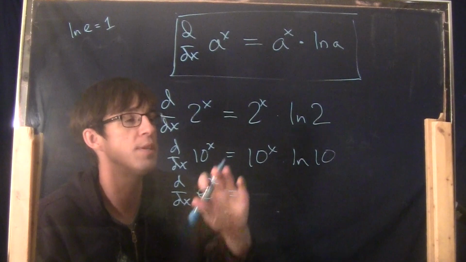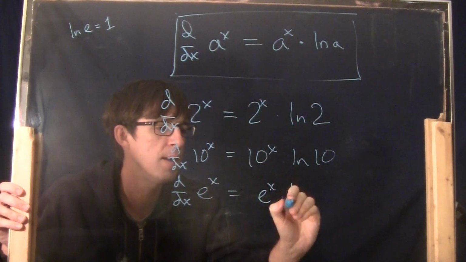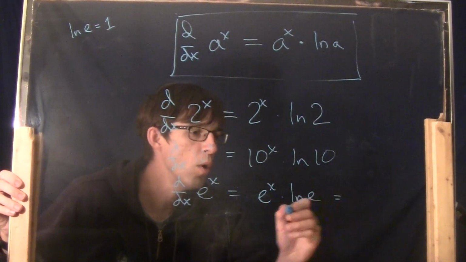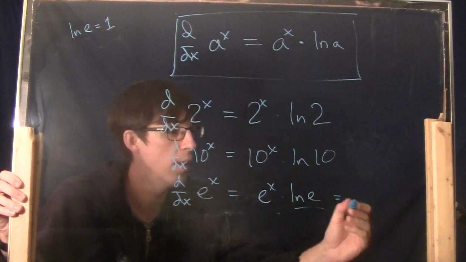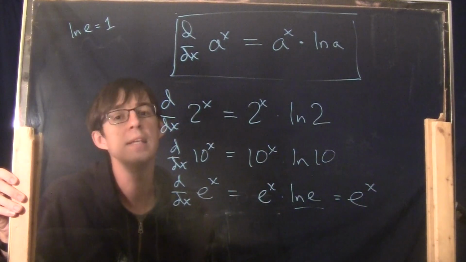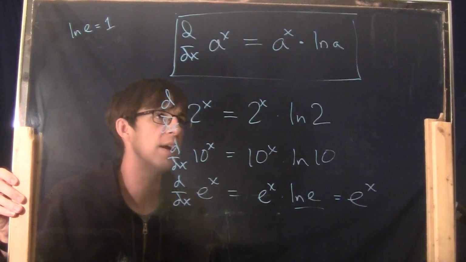Anyway, what do you get then when you take the derivative of e to the x? You use this formula. You get e to the x times natural log of e. But I just said natural log of e equals 1. And so this part is just 1. The answer is just e to the x times 1, which is e to the x. So this actually gives you another formula for derivatives of exponential functions.